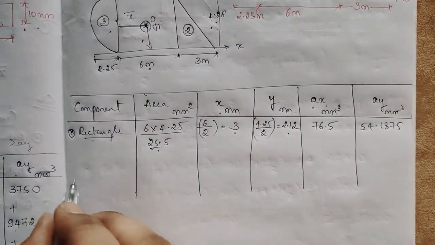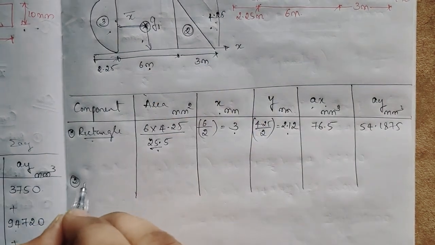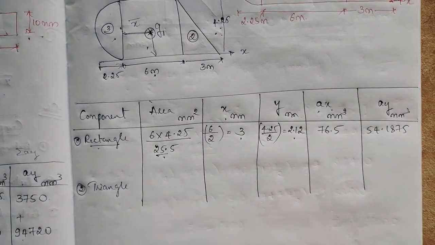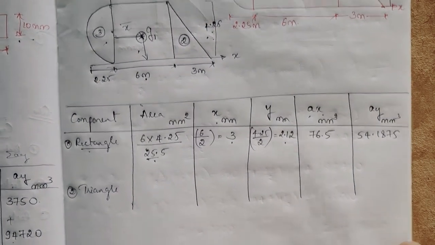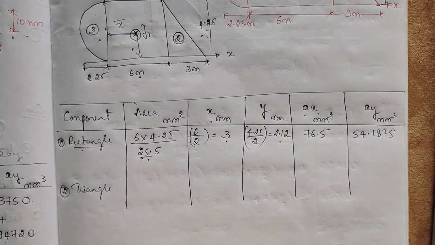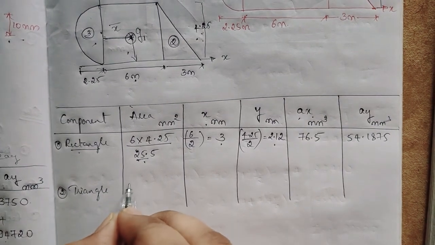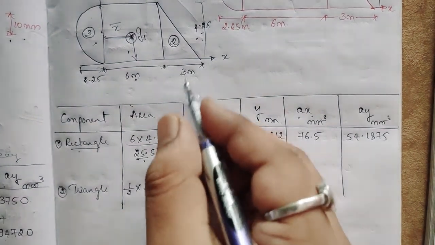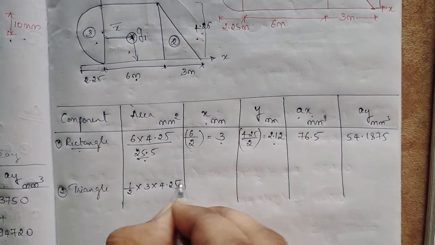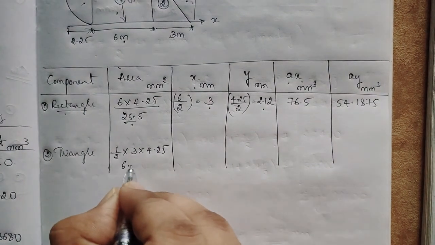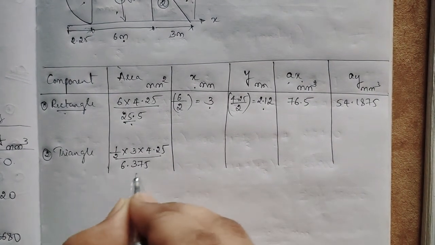So one is over. Now I'll take the second one, that is what? Triangle. Okay, triangle. Now we know that for the triangle, first we'll take the area, that is half into base, which is 3 meter, into height, which is 4.25. So when I multiply this, I'll get around 6.375 as the area of the triangle.